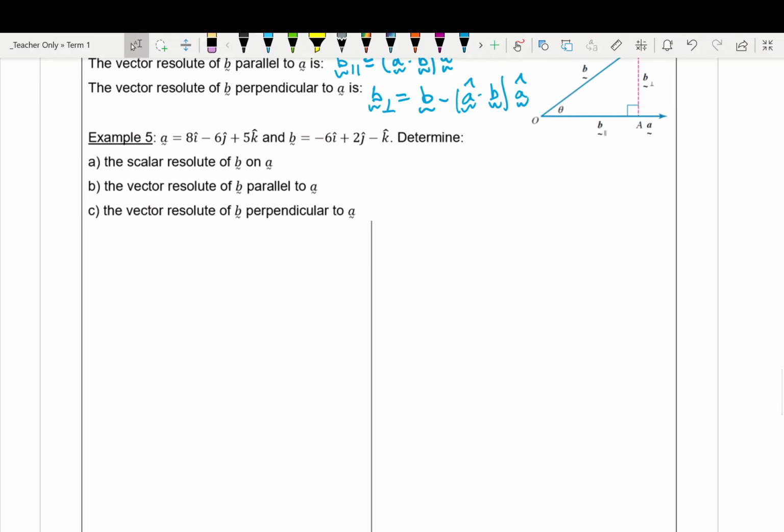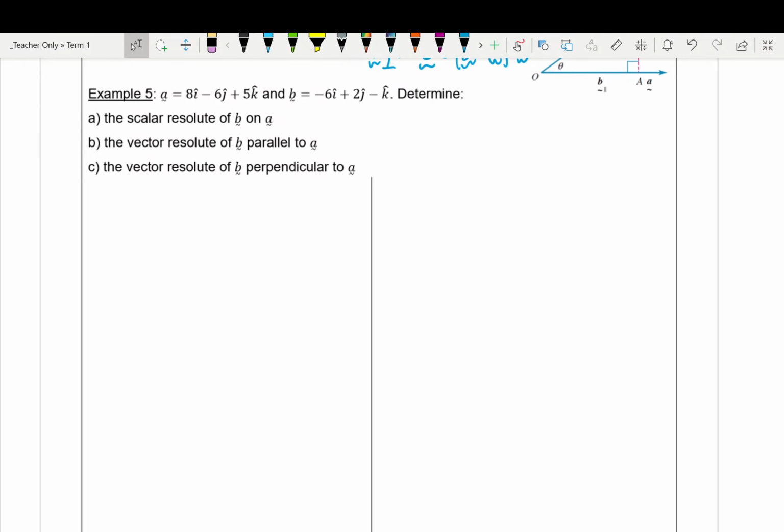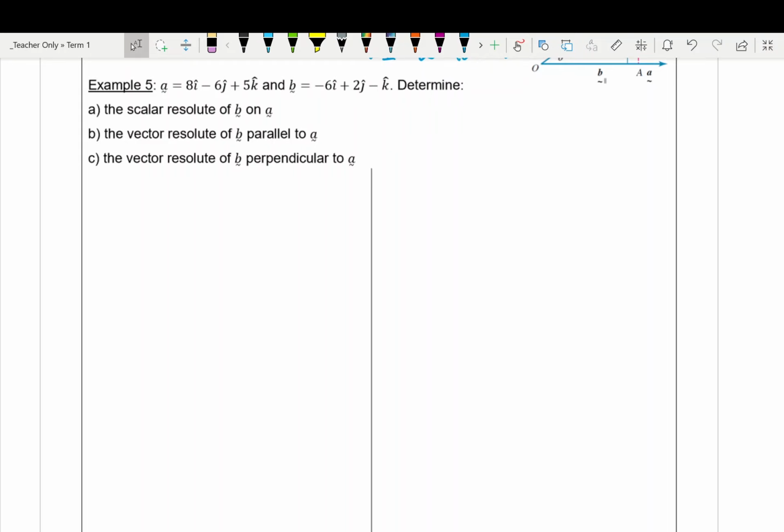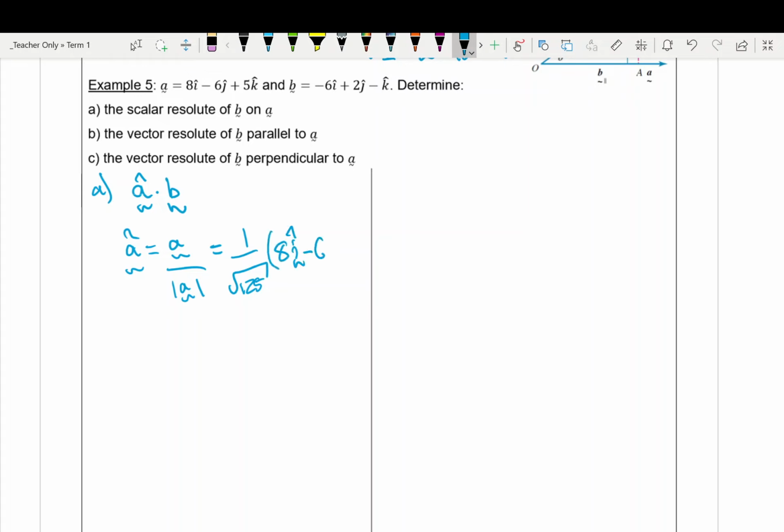Let's put this into play. So example 5a, determine the scalar resolute of B on A. We've got that A hat dot B gives us our scalar resolute. So A hat is equal to A on the magnitude of A, which is going to be 1 over root 125. That 125 comes from the magnitude of A, which is 8 squared plus 6 squared plus 5 squared, multiplied by 8i, take 6j, plus 5k.